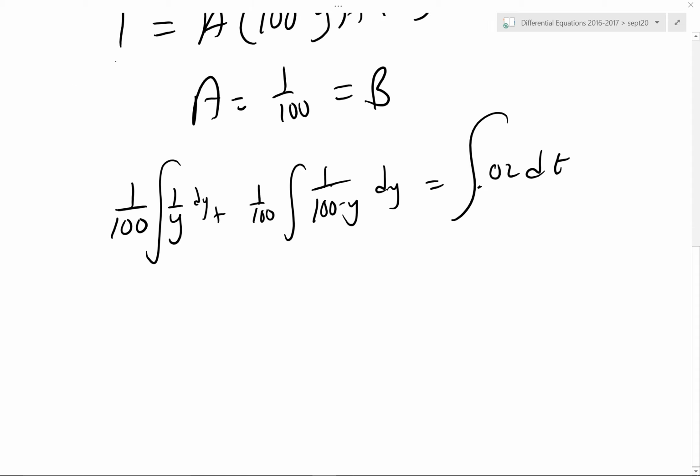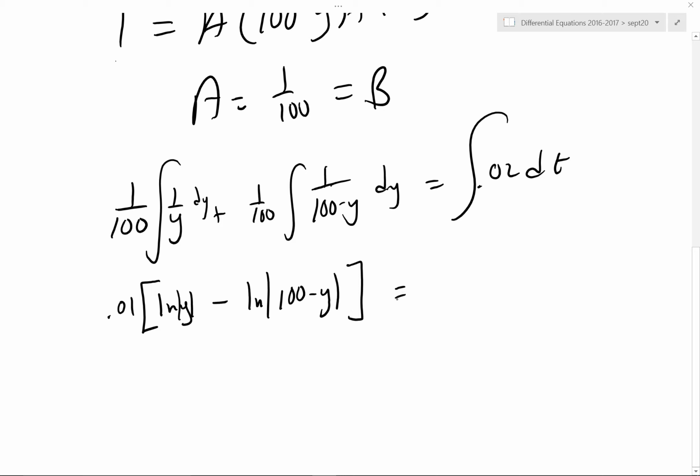And then, of course, I'm just going to go with 0.01. It's going to make my life easier. ln of y minus ln of 100 minus y. Now, if you're not sure why it's minus there, ask now. Substitution, yes? So if you let u equal 100 minus y, then du is negative dy, right? There it is. That's kind of a big deal.